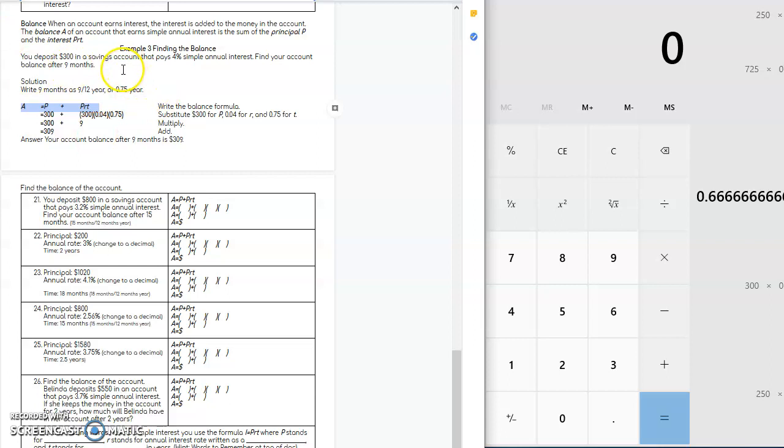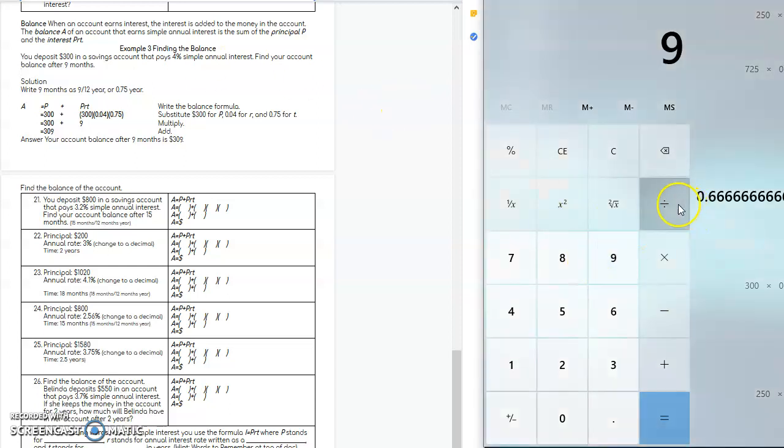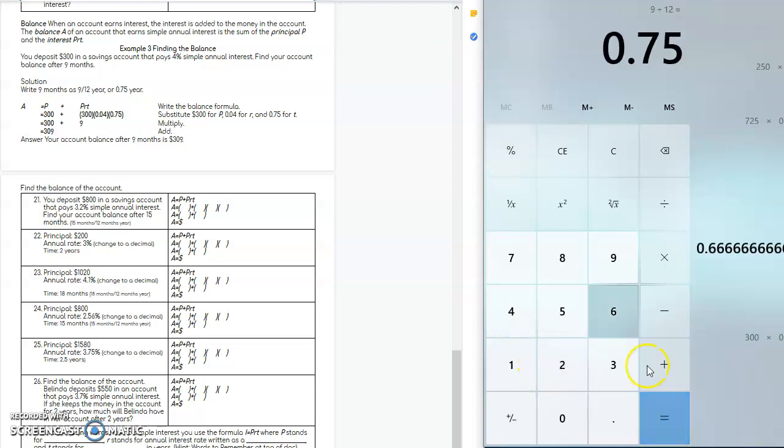So let's look here at example number 3. You deposit $300 in a savings account that pays 4% simple annual interest. Find your account balance after 9 months. So 9 months is not in yearly terms, so I'm going to take 9 and divide that out by 12, and I'm going to get 0.75. So when we get to the t variable, the time variable, we need to multiply by 0.75.